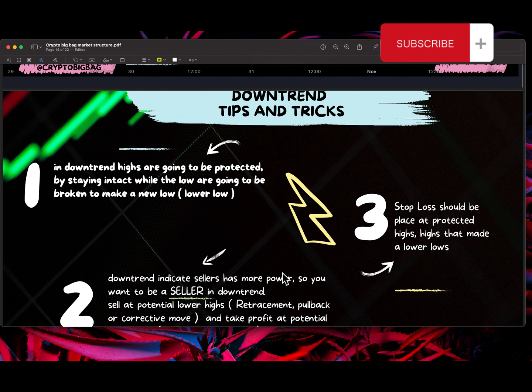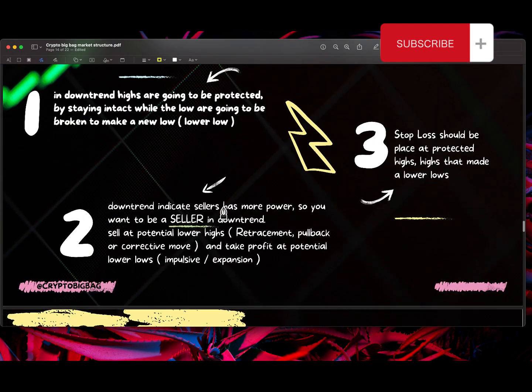Let me give you the tips and tricks on downtrend. In a downtrend, highs are going to be protected, staying intact, while the lows are going to be broken by making a new low, a lower low. A downtrend indicates that sellers have more power. They are more in control of the movement because there's more selling pressure. So you want to be a seller in a downtrend.